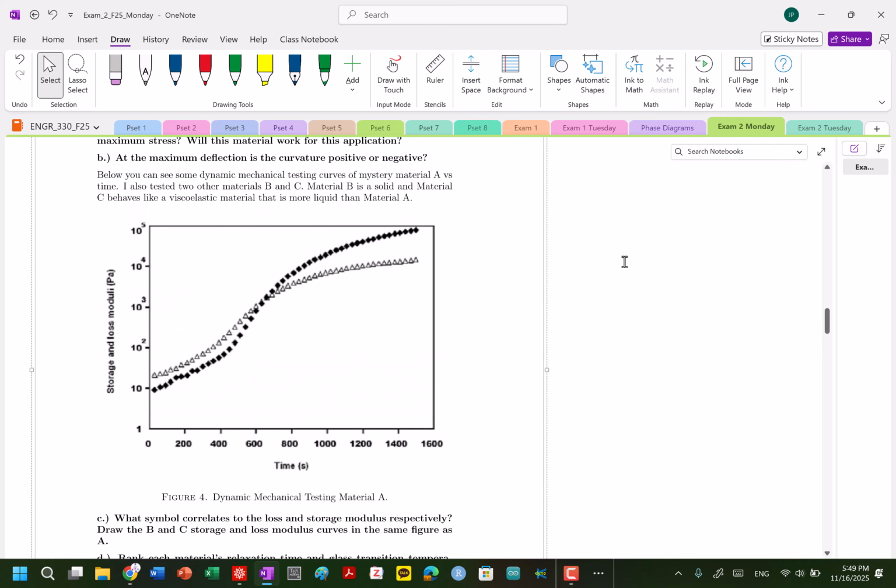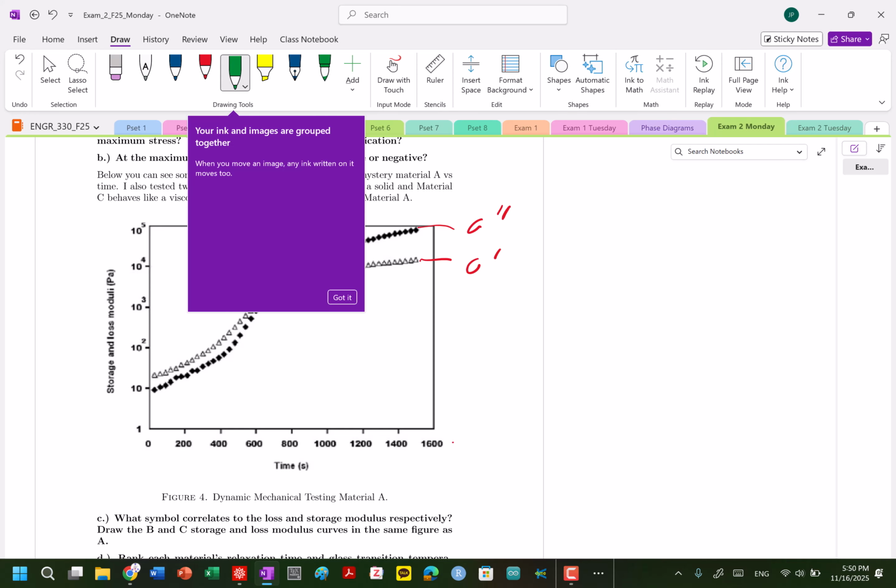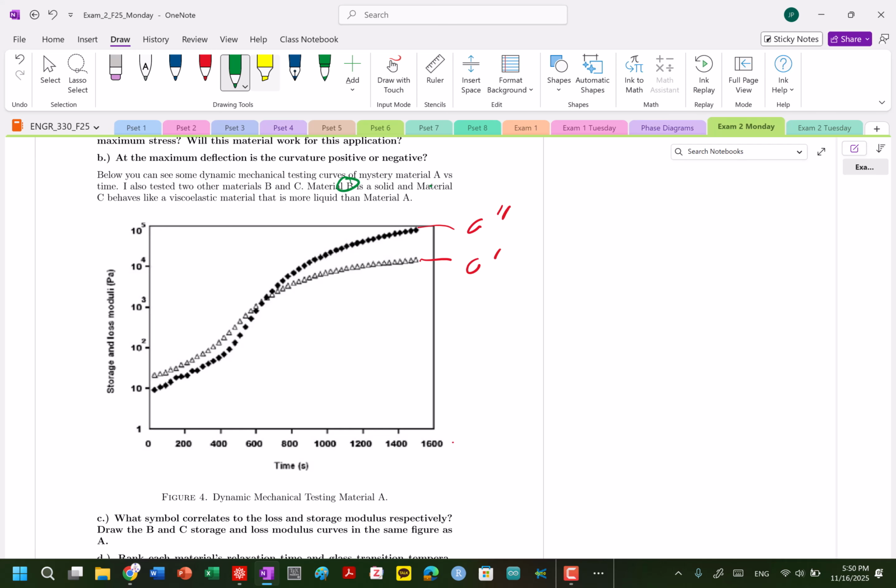Now I'm testing materials here. So this is long time. Whatever this material is, at very, very short times, it should behave like a solid, and at long times, more like a liquid. So here, this is my G prime. This is my G double prime. So I already know that material B is a solid. So I'm going to say B is here. My open symbols for B, if it's a solid, it's just basically like this, and then my filled in ones, right? I'm keeping the same notation. My open symbol is that.